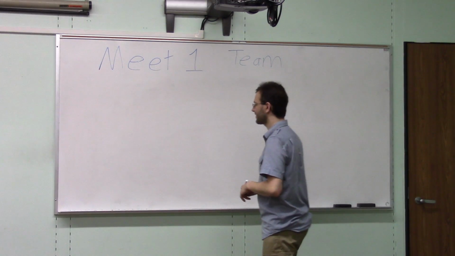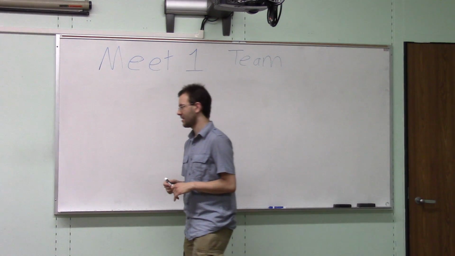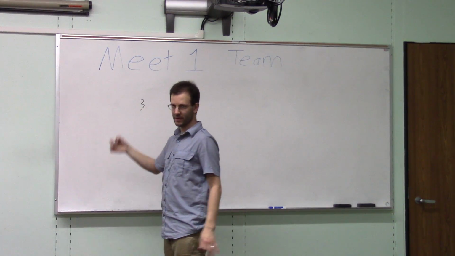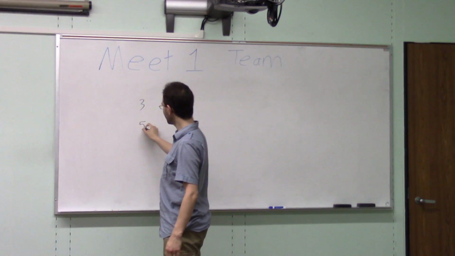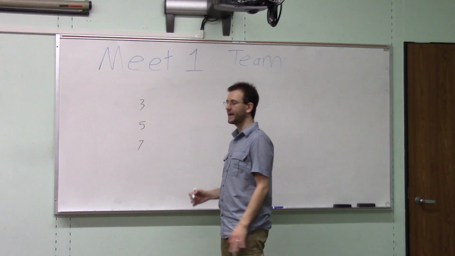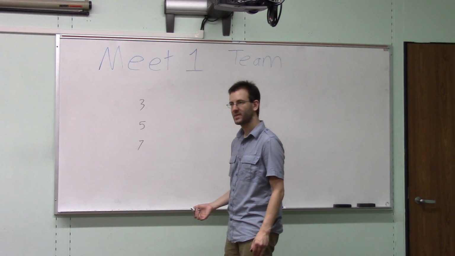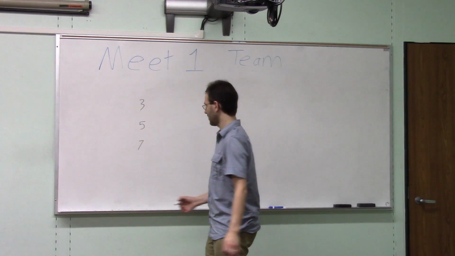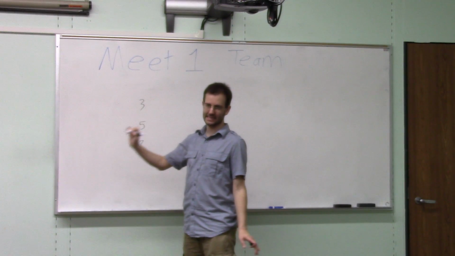Okay, how many different numbers are there that are multiples of 3 between 3 and 100, multiples of 5 between 5 and 100, or 7 and 100? Count up all of them and figure out how many numbers are in this combined set.